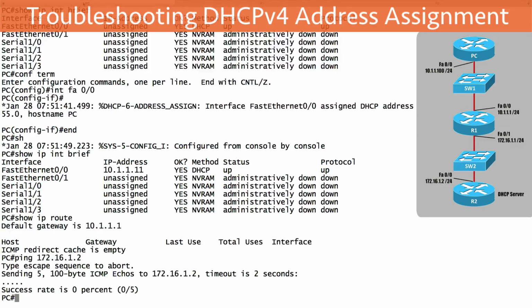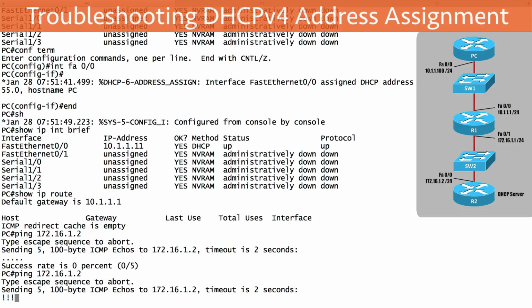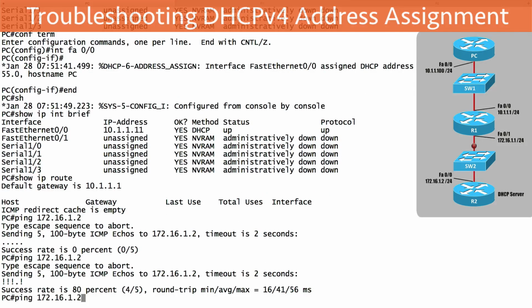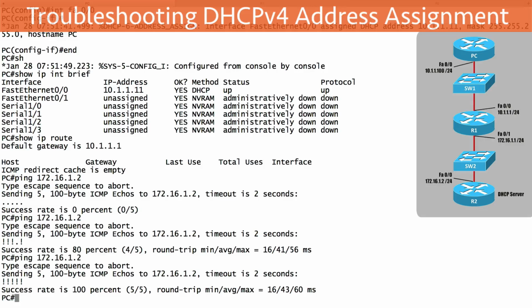Let's go back to our PC. Can I now ping my DHCP server? Dropped one packet. Let's try again. Yeah, we sure can. Awesome.